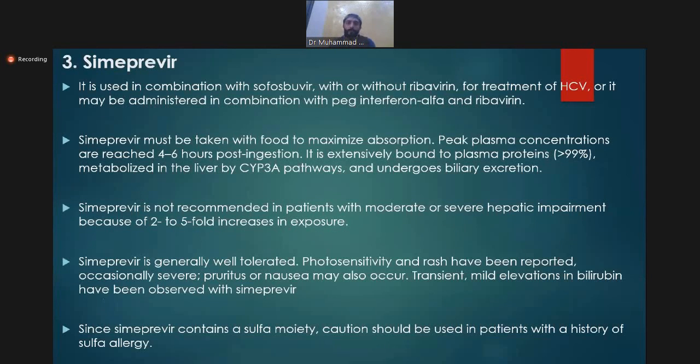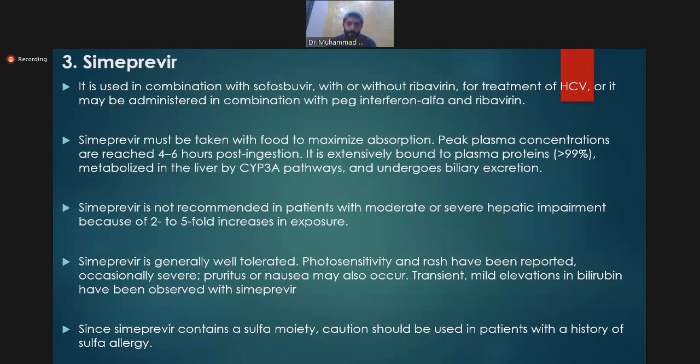Simeprevir is used in combination with sofosbuvir, with or without ribavirin, for the treatment of hepatitis C virus, and it may also be used in combination with interferon alpha and ribavirin. It must be taken with food to maximize absorption. Plasma concentrations are reached in 4 to 6 hours post ingestion, and it is extensively bound to plasma proteins and metabolized in the liver by the CYP3 class. It also undergoes biliary excretion.